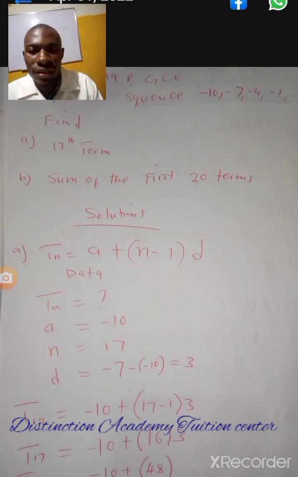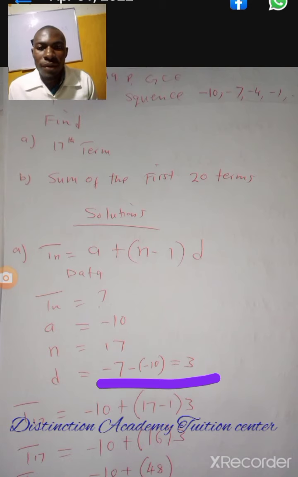So what is this common difference? When finding the common difference, you subtract the second term minus the first term, or the third term minus the second term. So the term that is ahead minus the term which is behind. In this case, the second term is -7 and the first term is -10. So we subtract -7 minus -10. Negative times negative gives a positive, and -7 plus 10 gives you 3.